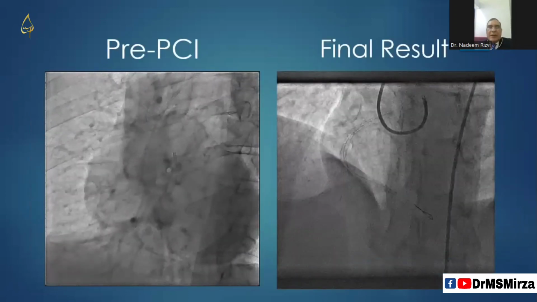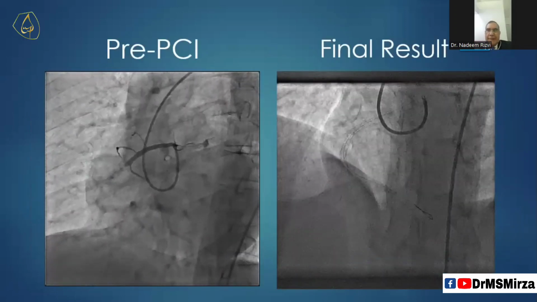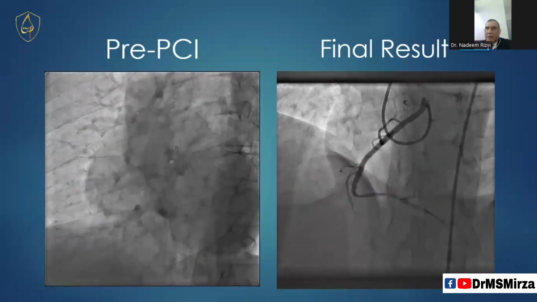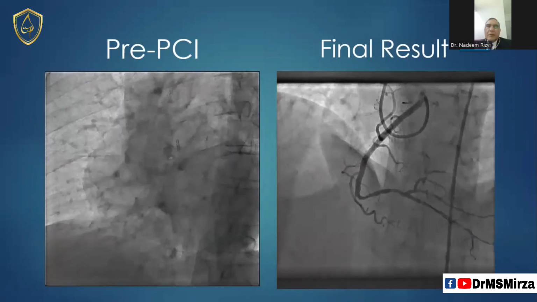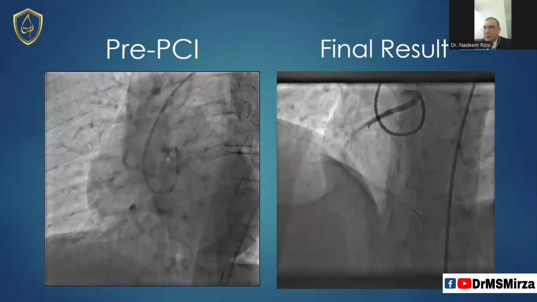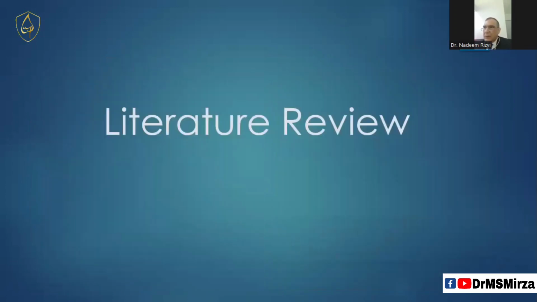So you can see the pre-procedure RCA, and these are the final results. The final check injection did not show any significant disease, and there is TIMI 3 flow in the distal vessel.